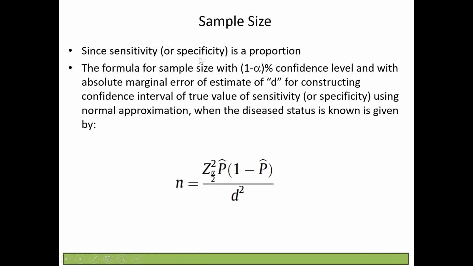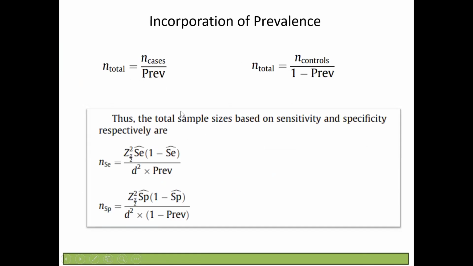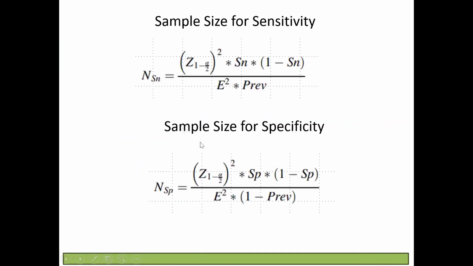Since sensitivity or specificity is a proportion, we can use the same formula which we have used for sample size estimation for a single proportion. The only thing is we need to incorporate the prevalence in the denominator. So this is the sample size formula for sensitivity. This is the sample size formula for specificity.